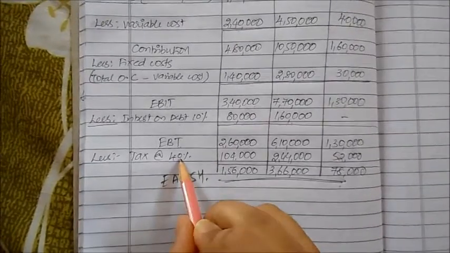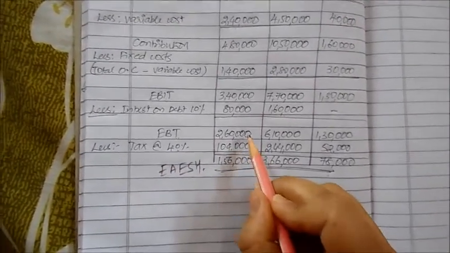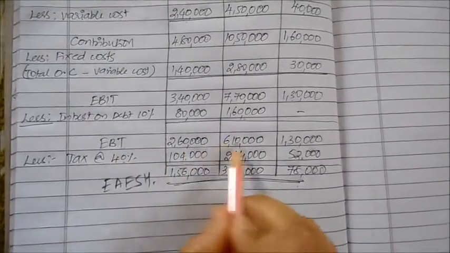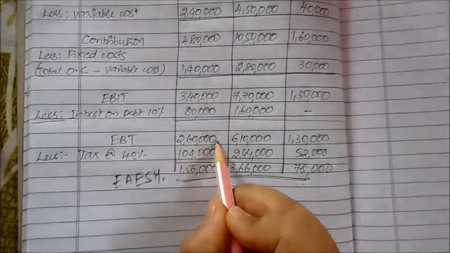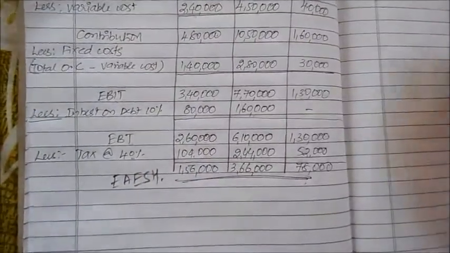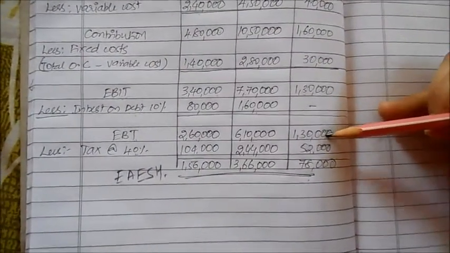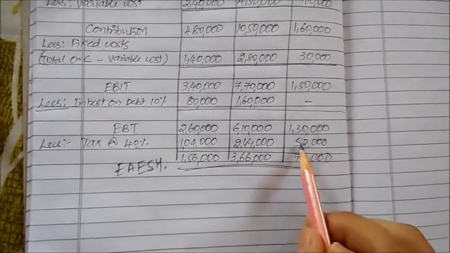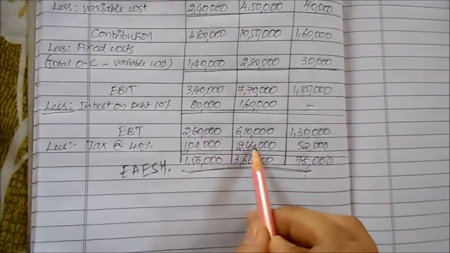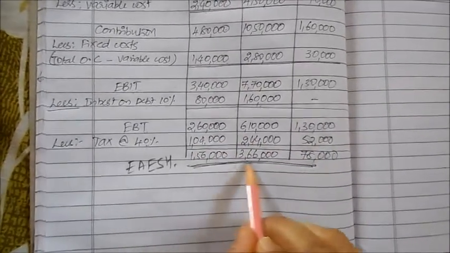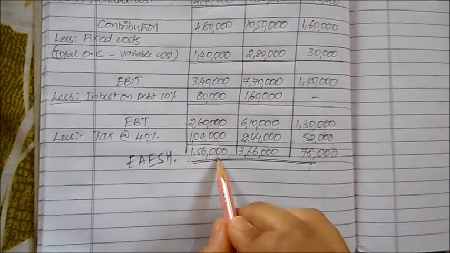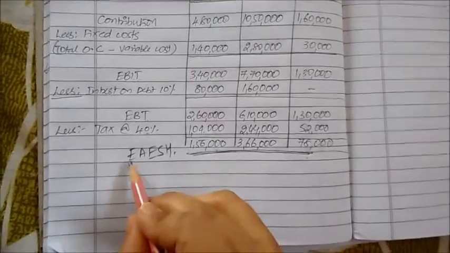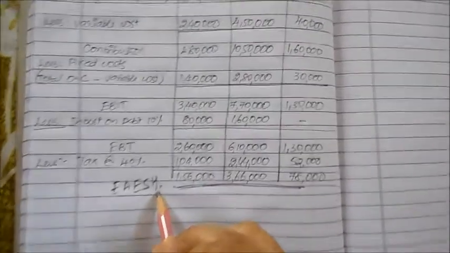Now what is my tax? 40% of the total income generated so far, 40% of earnings before tax. So 40% of 2,60,000, 40% of 6,10,000 and 40% of 1,30,000. When you compute the figures, this is what you get: 1,04,000, 2,44,000 and 52,000. Deduct between these two and finally arrive at the value, that is 1,56,000, 3,66,000 and 78,000 as earnings available to equity shareholders.